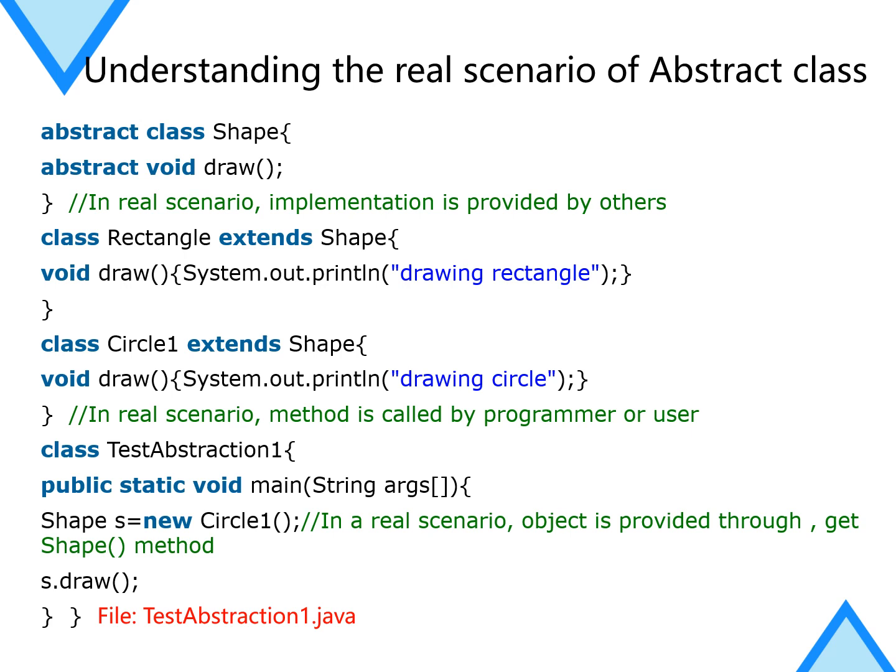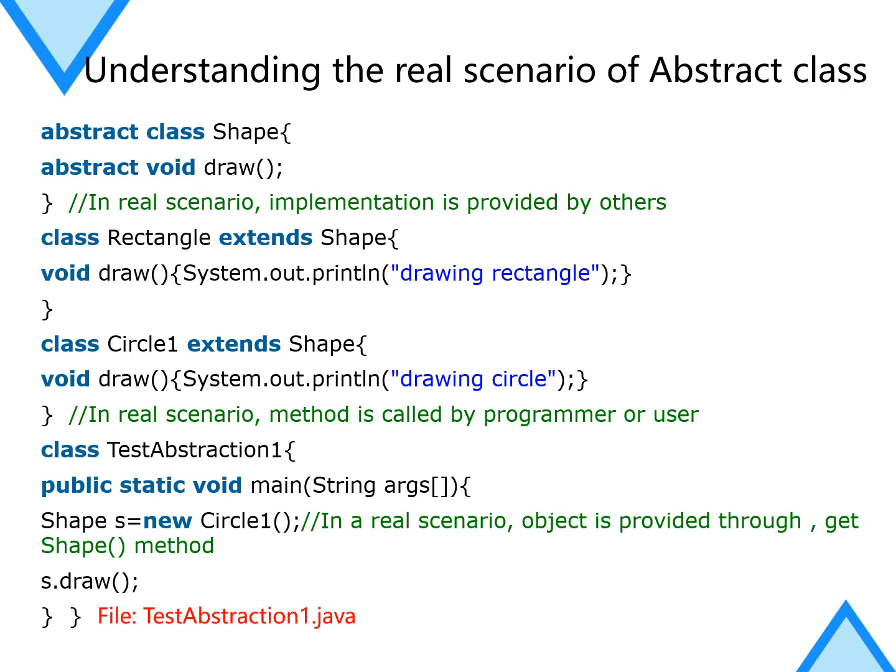Class rectangle is a subclass of the class shape. So here we are extending the shape class through the rectangle class, and we have the abstract method implementation here. The draw method is implemented here, and in the implementation we are just showing a message, drawing rectangle. We have another subclass circle1 which also extends the shape class, and we are going to implement the method again. Actually we are overriding the abstract method, and here we are showing a different message, drawing circle.